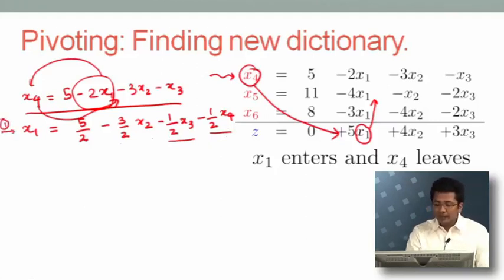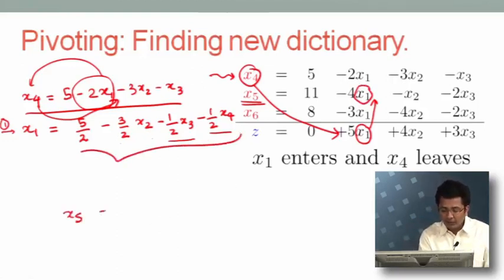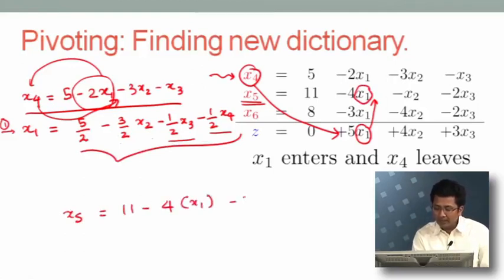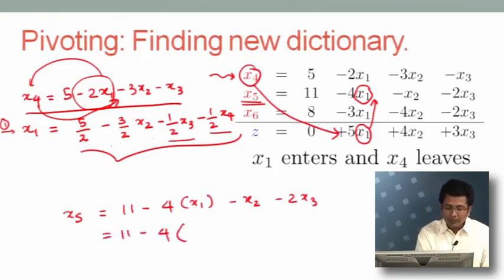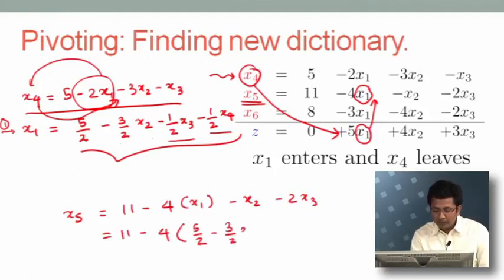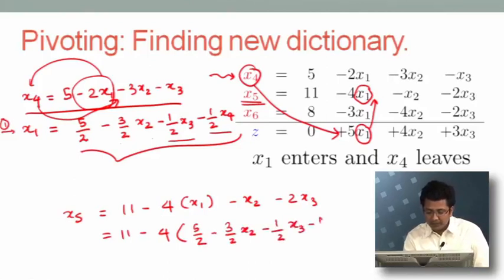I inverted it. And now inside x5 there is an x1. Okay, for this x1 I'm going to substitute it with this expression. So x5 was originally 11 minus 4 times x1 minus x2 minus 2x3. This becomes 11 minus 4 times this whole mess. Okay, so bear with me while I write it down and see if you can spot any mistakes I make. I am a very big mistake maker.